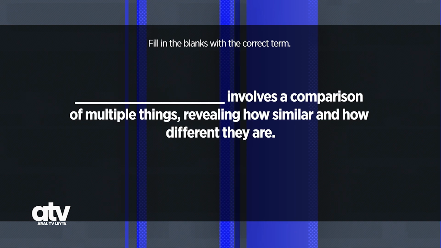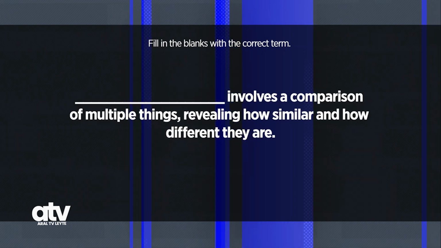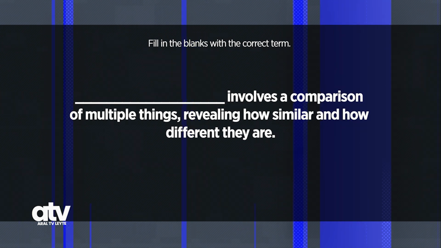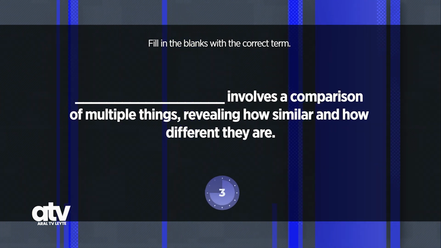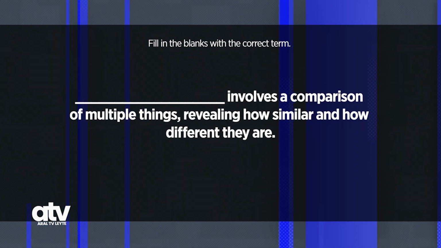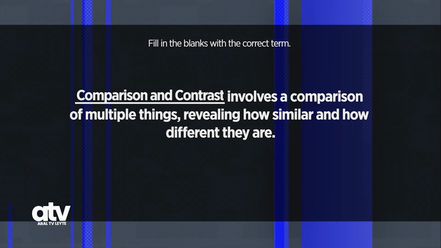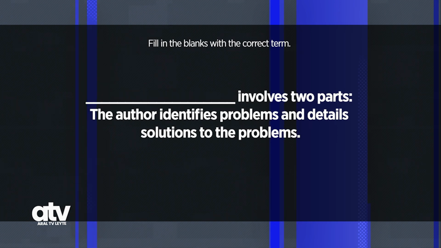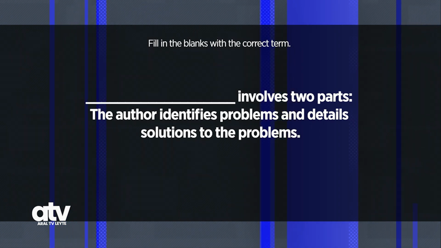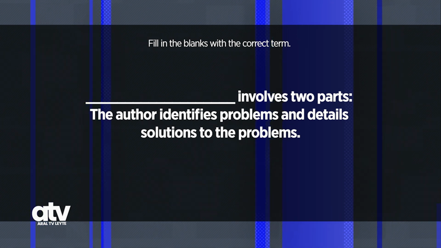Fifth, blank involves a comparison of multiple things, revealing how similar and how different they are. Sixth, blank involves 2 parts. The author identifies problems and details solutions to the problems.